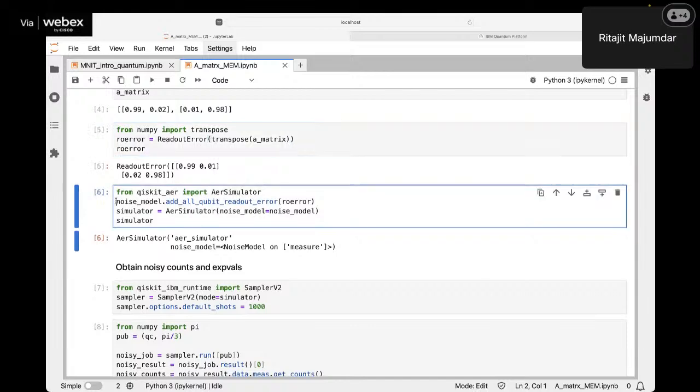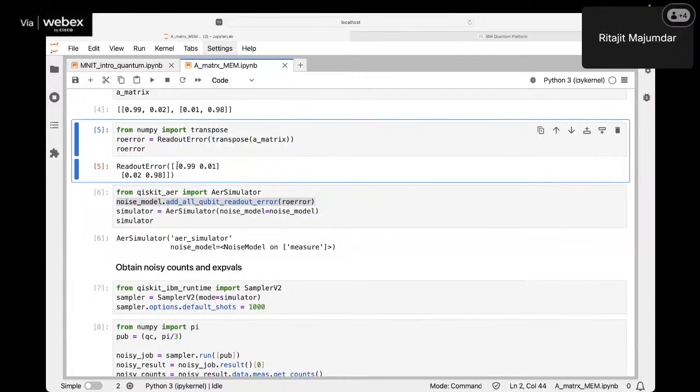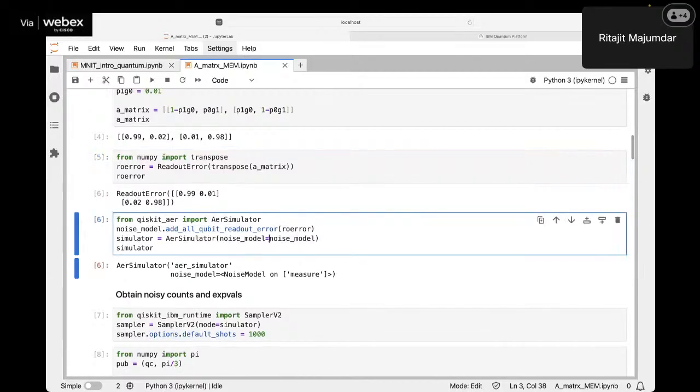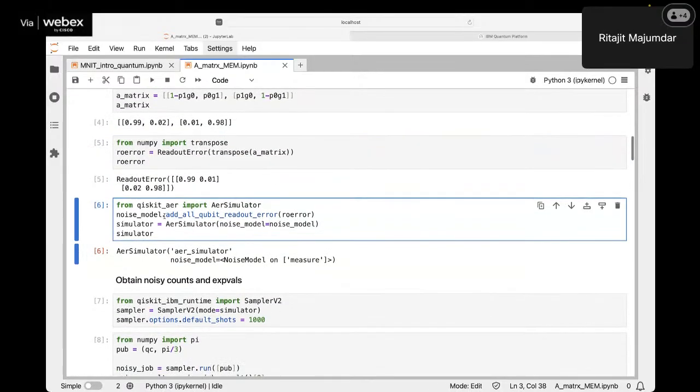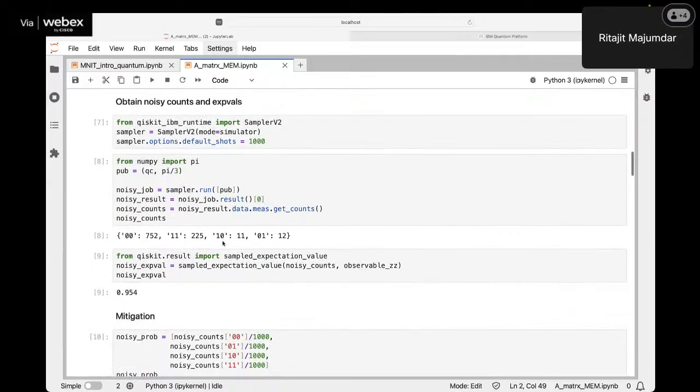Now I am just saying to add the same readout error. This is a single qubit readout error, right? It's a single qubit A matrix. So all I am saying is add the same readout error to all qubits. And then I'm just passing this noise model to the Aer simulator. That's how you create noise models if you want to create your own.